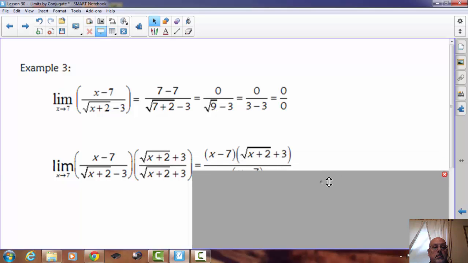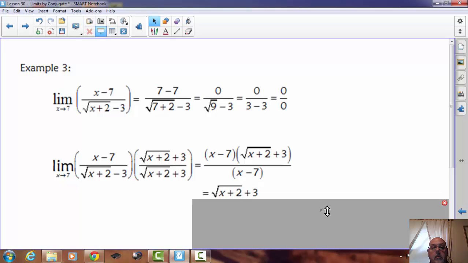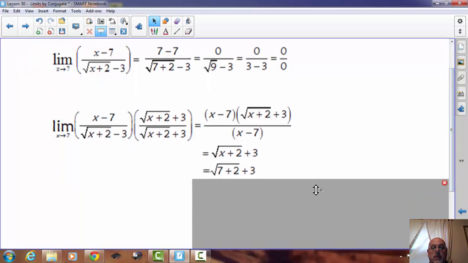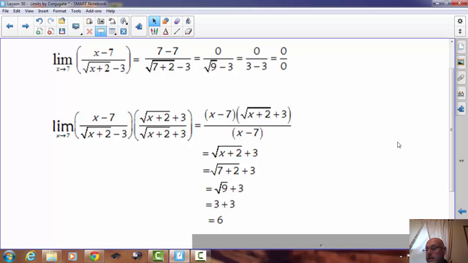So in this case, the denominator is what gets simplified, and you wind up with x minus 7 as your denominator. So when we do direct substitution, you have the square root of 7 plus 2 plus 3, or the square root of 9 plus 3, and the square root of 9 is 3, so the limit of this function is 6.